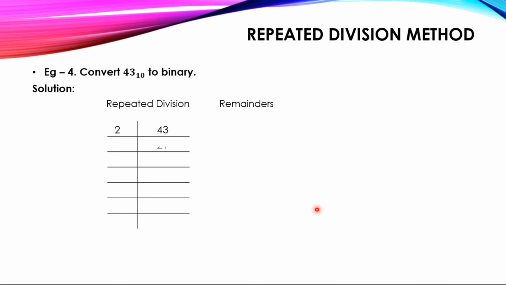43 divided by 2 will give the answer 21 and the remainder will be 1. Again we will divide the number. 21 divided by 2, the answer will be 10. Again the remainder will be 1. Again divide the number by 2. 10 divided by 2 will give the answer 5 and the remainder will be 0. Again divide the number. 5 divided by 2 will give the answer 2 and the remainder will be 1. Again 2 divided by 2 will give me the answer 1 and the remainder will be 0.